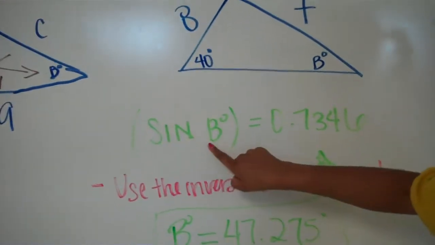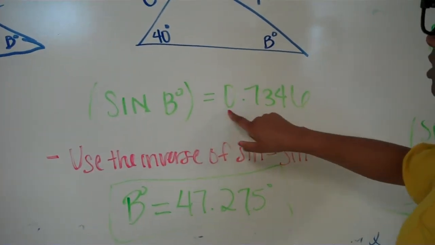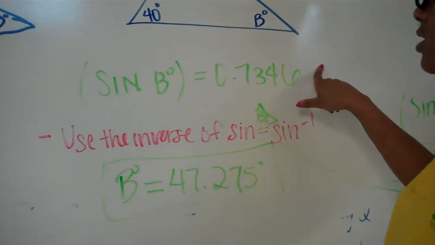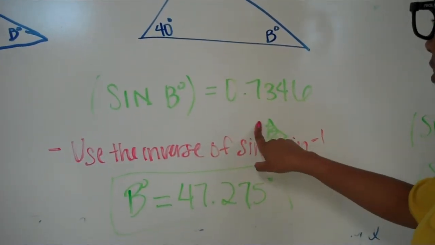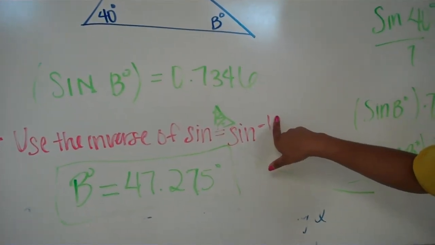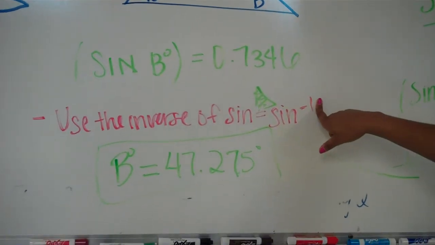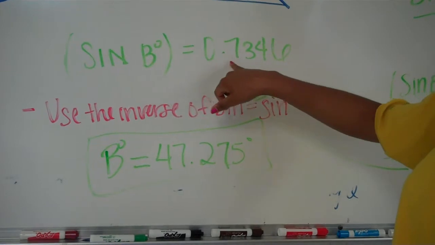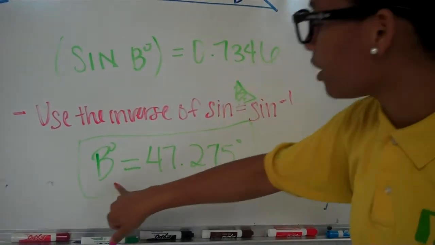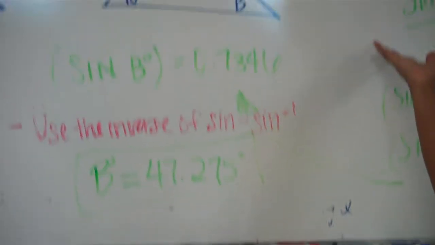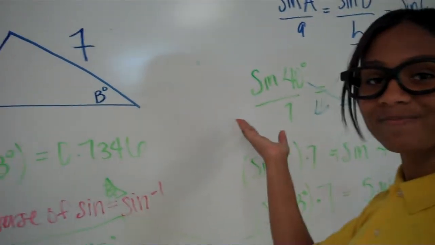Now, the sine of angle B is by itself, and that equals 0.7346. But we're not done yet. So, you use the inverse of the sine, which is the sine negative 1. Once you take the inverse sine of 0.7346, then your B angle would be 47.275. And that's how you do the law of sines.